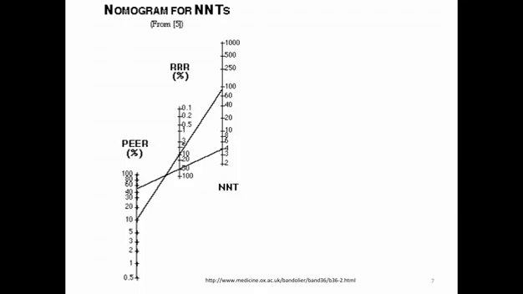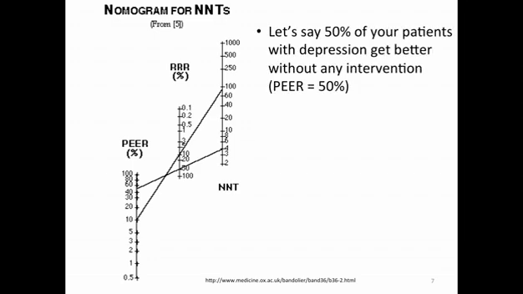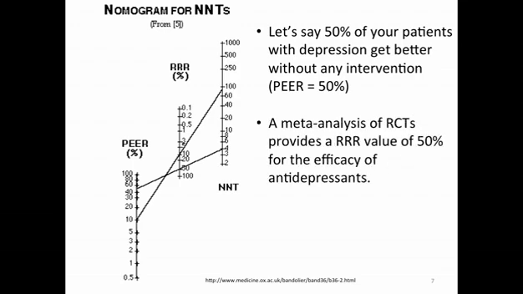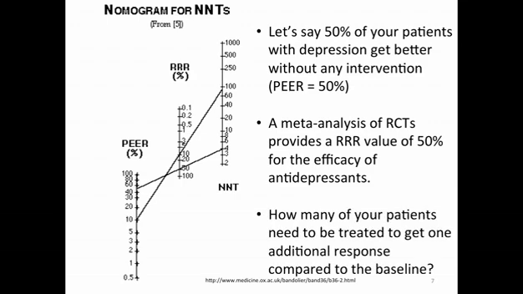Let's say 50% of your patients with depression get better without any intervention. That is, PEER is equal to 50%. A meta-analysis of RCTs provides an RRR value of 50% for the efficacy of antidepressants. How many of your patients need to be treated to get one additional response compared to the baseline? To answer this question, draw a straight line joining 50 and 50 in the first two columns, and extend this further till it touches the third vertical column. The answer is 4.